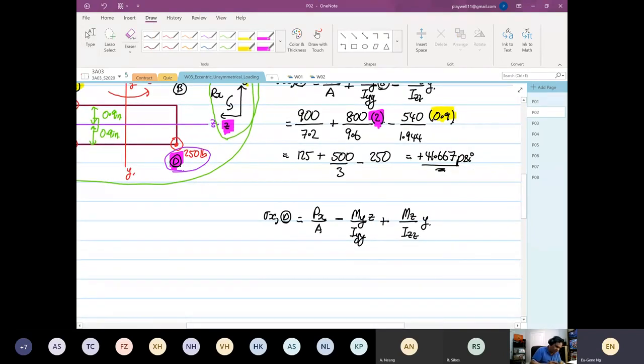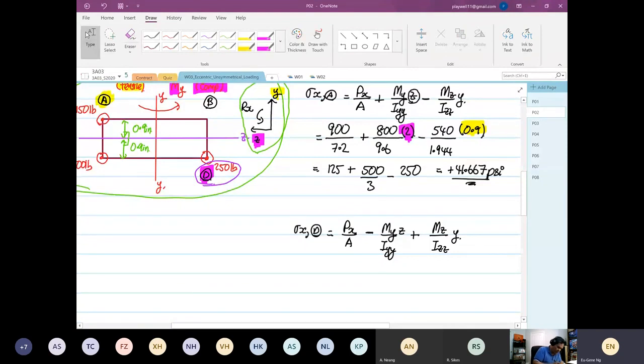And the Z distance, right? If you look at point D, the Z distance is also 2. And the Y distance is also 0.9. So what I'm trying to highlight, you can still use the same numbers like before. So you have 125. So now minus 500 over 3. And then plus 250. So the outcome: 125 minus 500 over 3 plus 250.